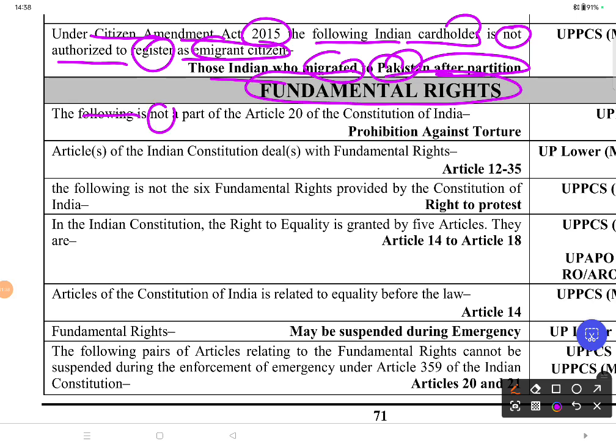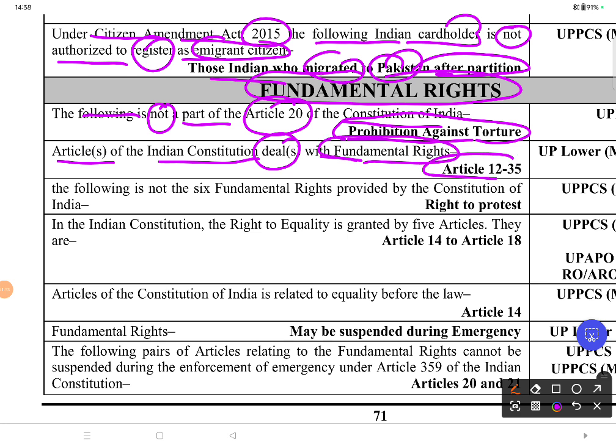The following is not a part of the Article 20 of the Constitution of India, that is provision against torture. Articles of Indian Constitution deals with fundamental rights, that is Article 12 to 35. The following is not the 6 fundamental rights provided by the Constitution of India, that is right to protest.